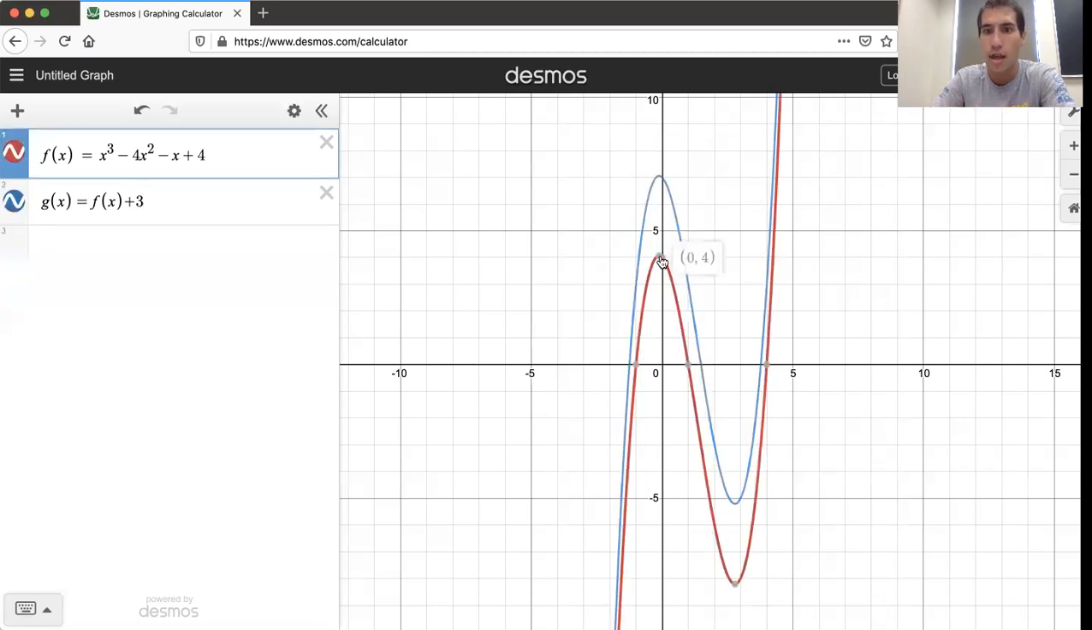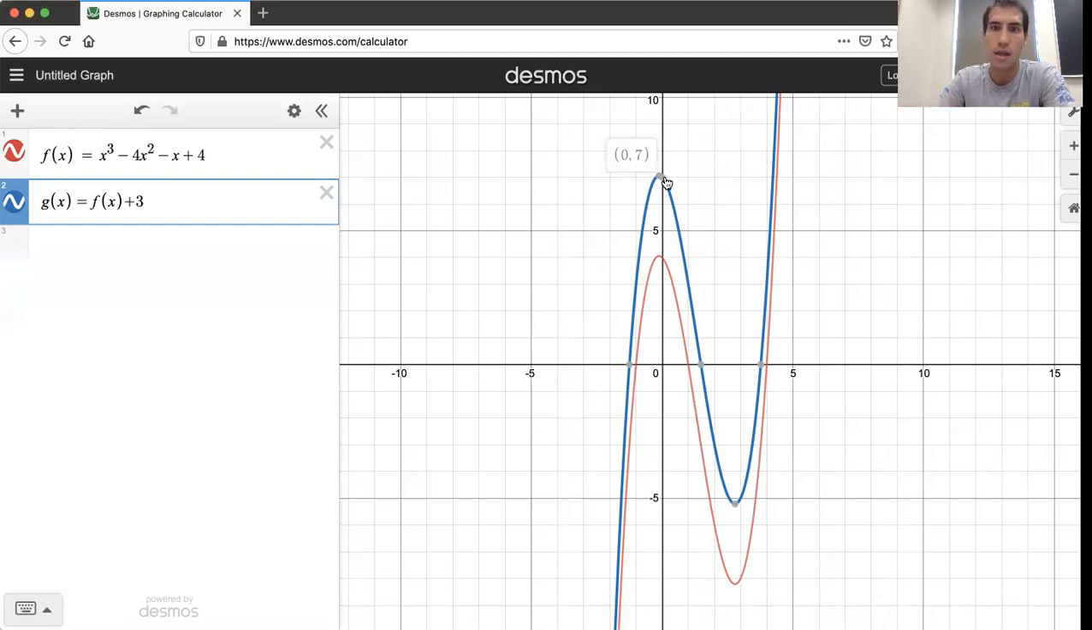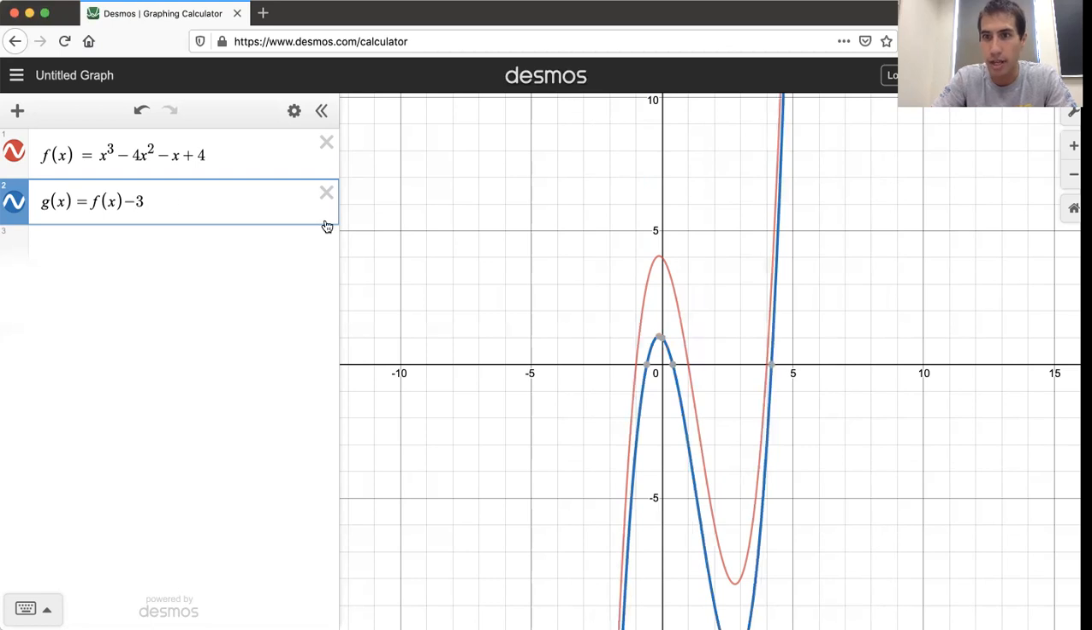So for example, the red graph at x equals 0, the y value is 4. The blue graph at x equals 0, the y value is 7, so 4 plus 3. And it makes sense with the formula. What am I doing? I'm just taking the y value, the f value here, and adding 3 to it. So if I take a function f and add a value to it, that vertically shifts it by that same value. So if I take f of x plus 3, it would shift it vertically by 3. If I took f of x minus 3, that would shift it down by 3 because I'm subtracting 3.